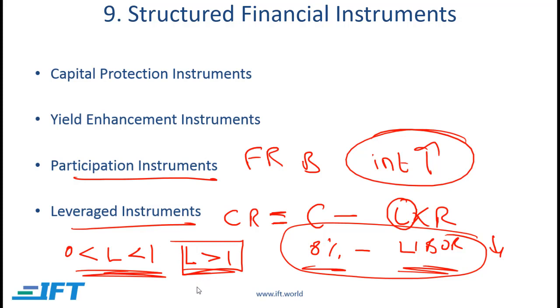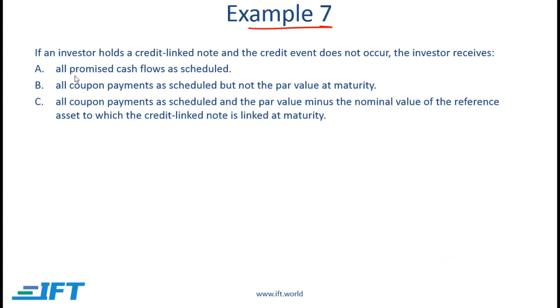Inverse floaters often have a floor that specifies a minimum coupon rate. For example, a floor may be set at 0 to avoid the possibility of a negative interest rate. So that is it for this slide. Make sure that you know these 4 categories along with the major examples of each category. Now let's look at example 7 from the curriculum.